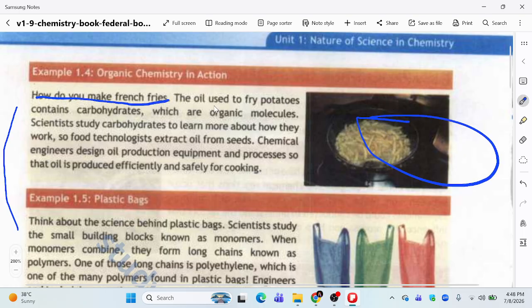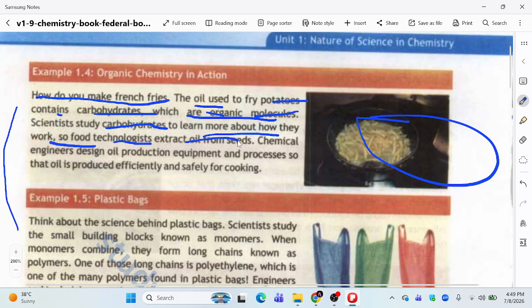How do you make French fries? The oil used to fry potatoes contains carbohydrates, which are organic molecules. See, carbohydrates are organic molecules. We know what organic molecules are. Later on, we will study further what carbohydrates are and how they react in biophysics. This is one of the most important topics about carbohydrates. Later on, we will study it. Inshallah, we will develop chapters and create the concept also. Learn more about how food works.